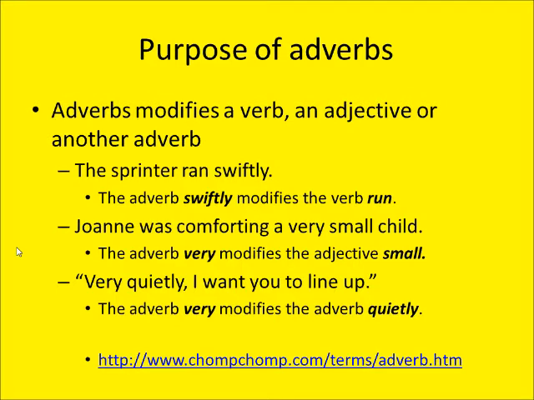Second sentence, Joanne was comforting a very small child. Very is modifying the adjective small. There's your example of how an adverb modifies an adjective. The third sentence, very quietly, I want you to line up. Very modifies another adverb, quietly. There's your example of how an adverb can modify an adverb.